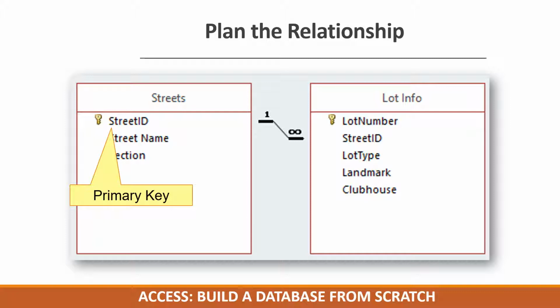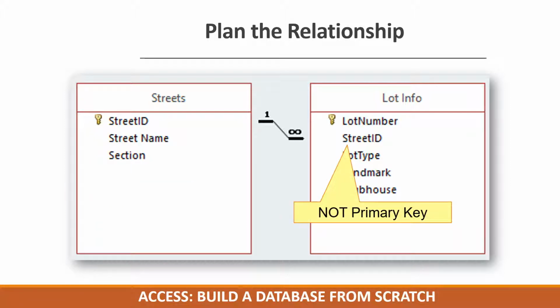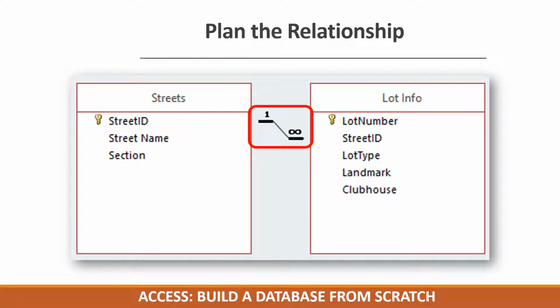In the table Streets, Street ID is the primary key for that table and creates the one side of the join. In the table Lot Info, the field Street ID is not the primary key, just another field that forms the many side of the join. One street has many lot info. Lot info has its own primary key field.